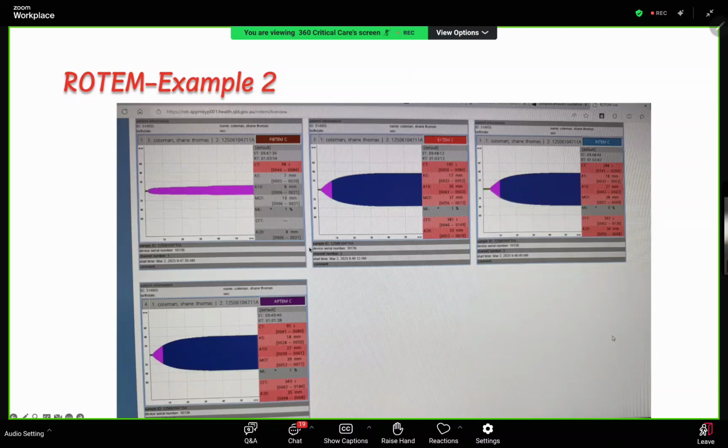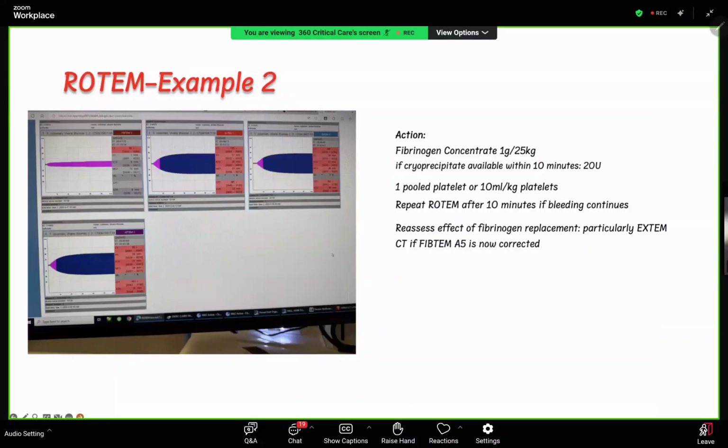So how will you treat it? You will supplement the fibrinogen here. Because with the other channels, you will not be able to interpret anything as long as you have a fibrinogen deficiency. So fibrinogen concentrate or cryoprecipitate, depending on availability. You can supplement a pool of platelets because you are not sure whether it is because of platelets and fibrinogen or just fibrinogen, just to make things a bit more problematic.